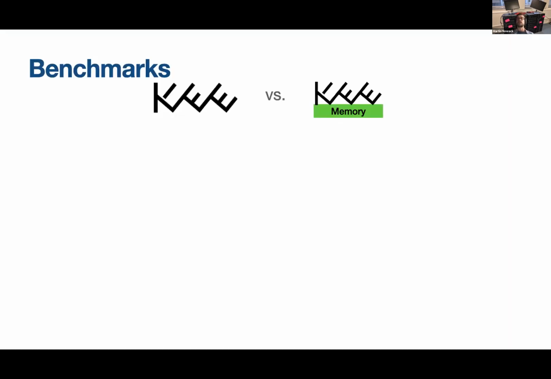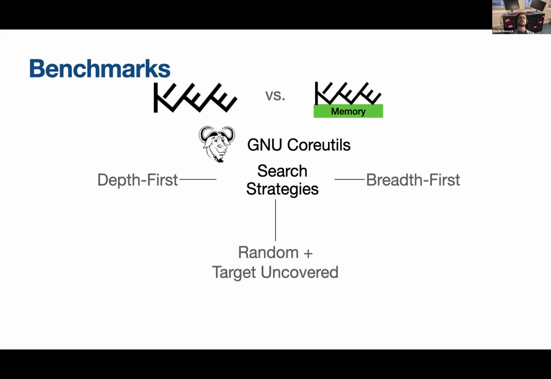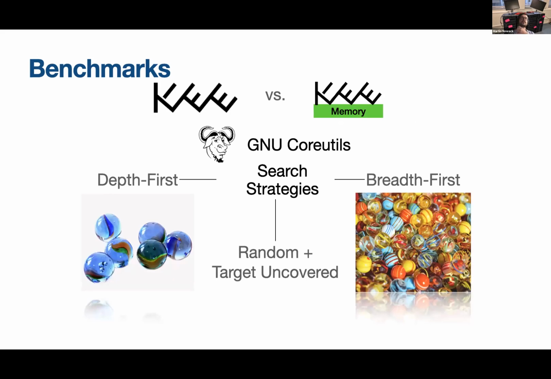So for the evaluation, what we did is we ran KLEE versus the KLEE memory implementation on GNU Coreutils for 30 minutes, all the applications and with different search strategies. The point is that depth first typically has a very small number of states, while breadth first search typically has a lot of states, which we need to handle at the same time.